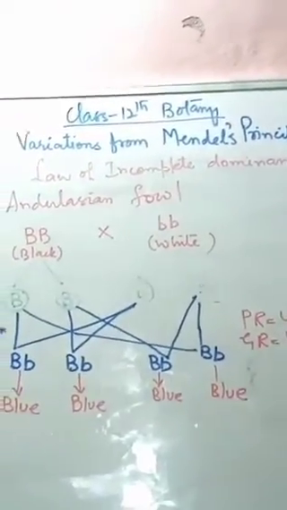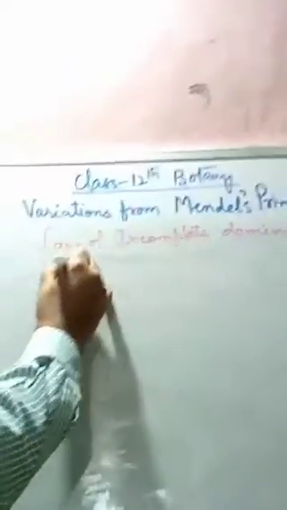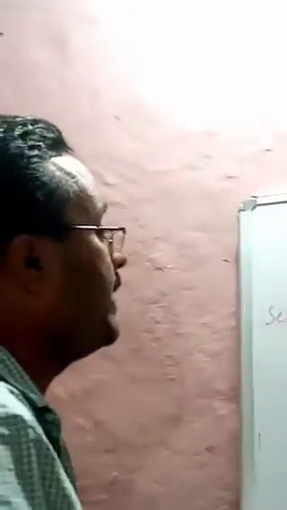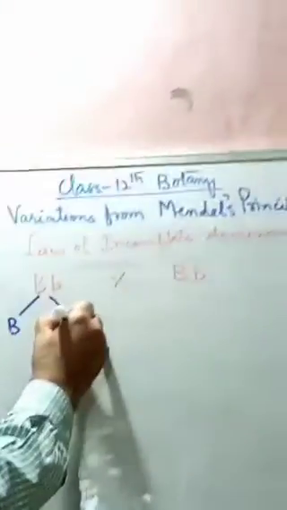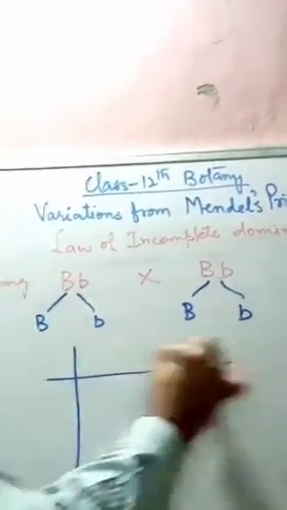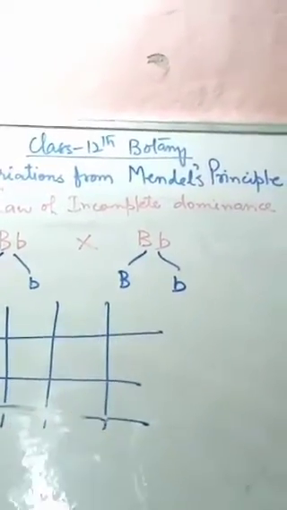When these F1 hybrids are self pollinated, what gametes will we get? Capital B, small b, capital B, small b. Now draw the Punnett square.